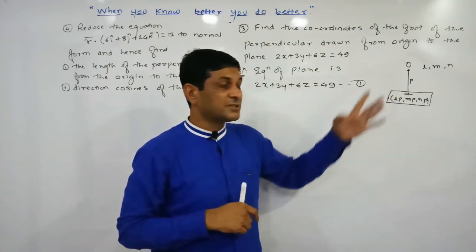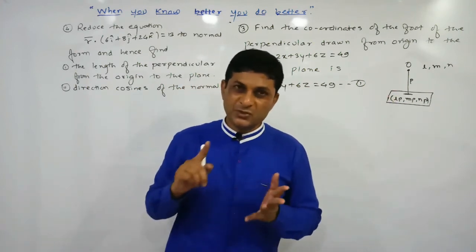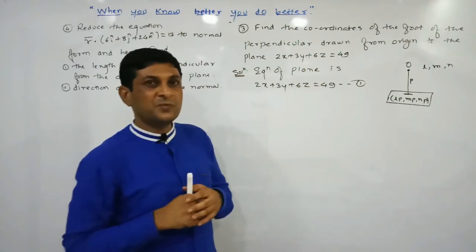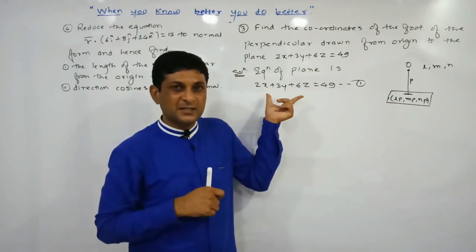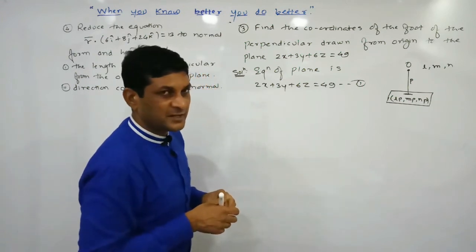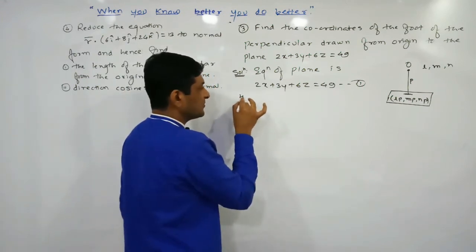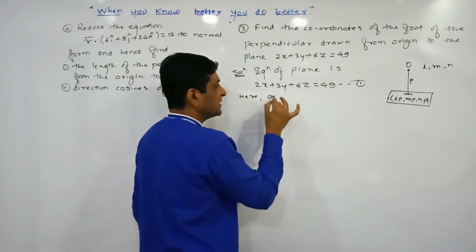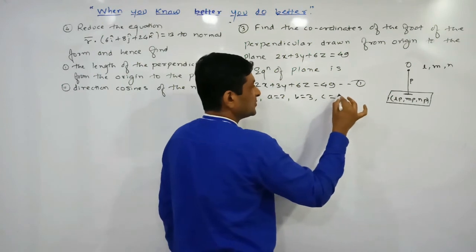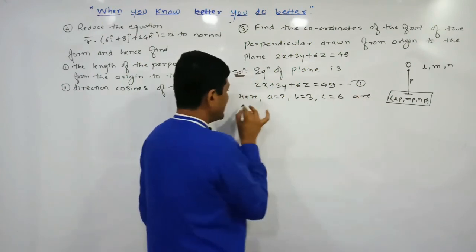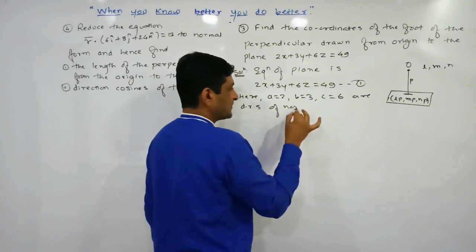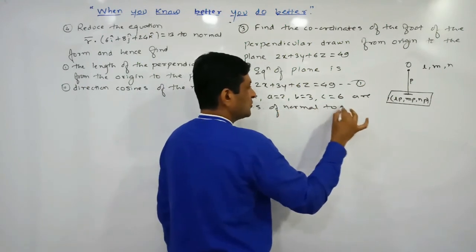And P means what? Distance of the plane from the origin. Means to find out the value of L, M, N and P, we have to convert this equation into what? Normal form. So let us try to convert it into the normal form. So here we can say that A is equal to 2, B is equal to 3 and C is equal to 6 are direction ratios of the normal to the plane.